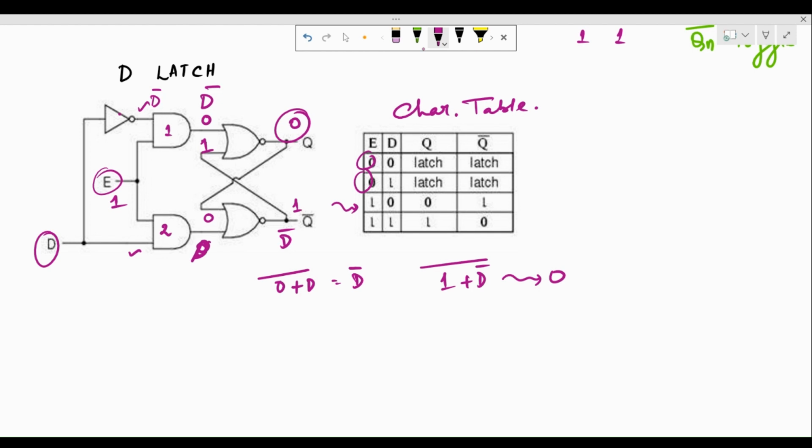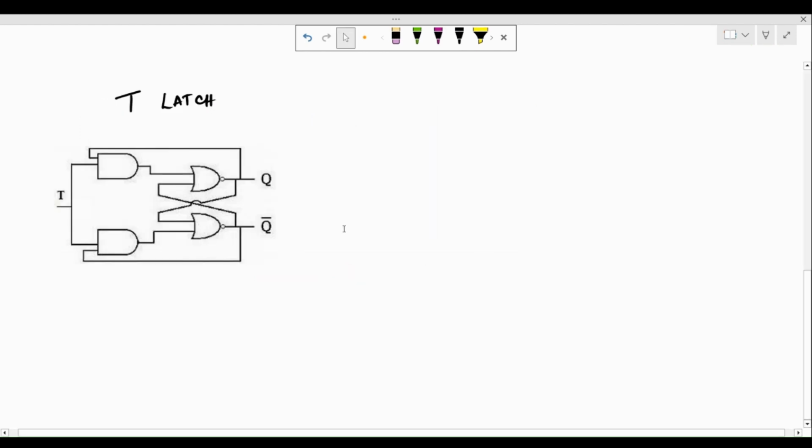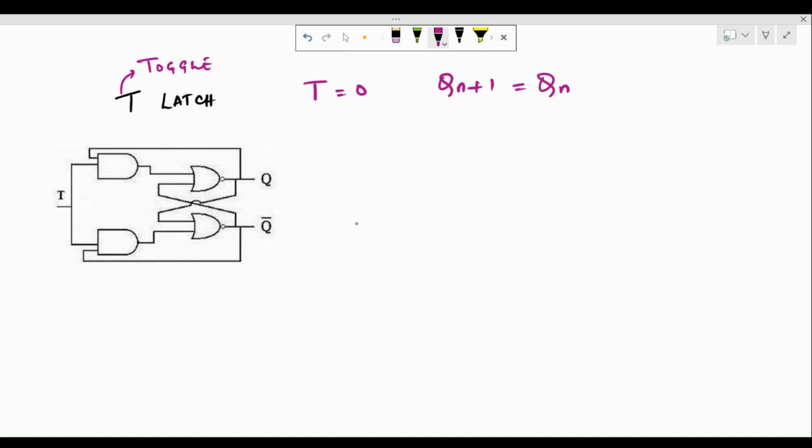Let's move on to the last flip-flop, that is the T flip-flop. Here, this is the configuration of the T latch, where T stands for toggle. So the concept here is, when T is equal to 0, the next state will be the same as the previous state. But when T is equal to 1, the next state will get toggled. So when the toggle switch is high, or the toggle switch is on, it will indicate the next state to get the toggled version of the previous state. So let's see how this works.